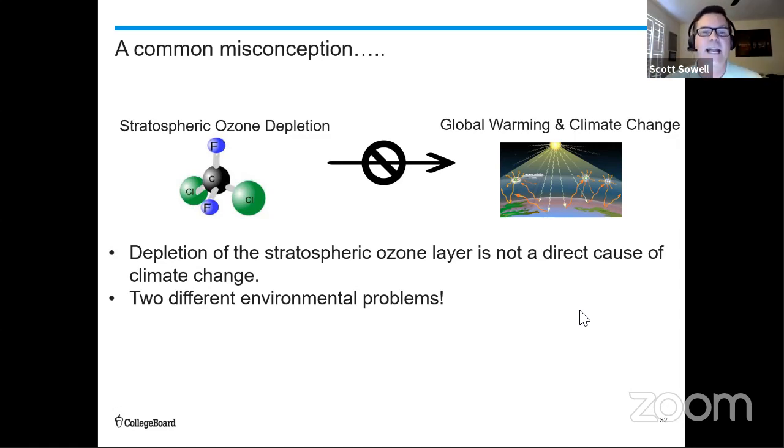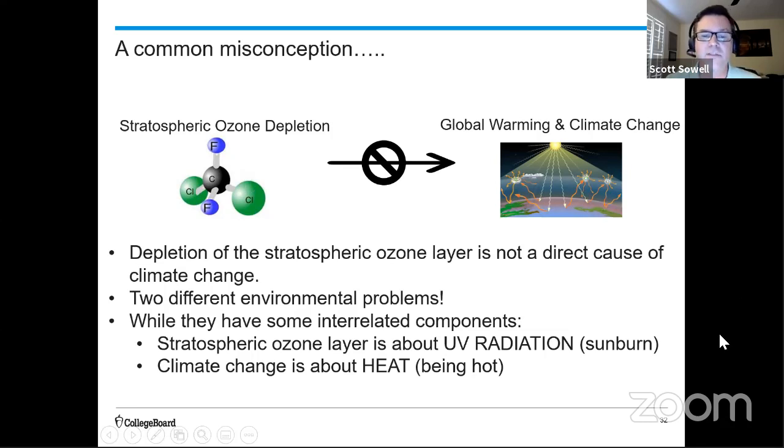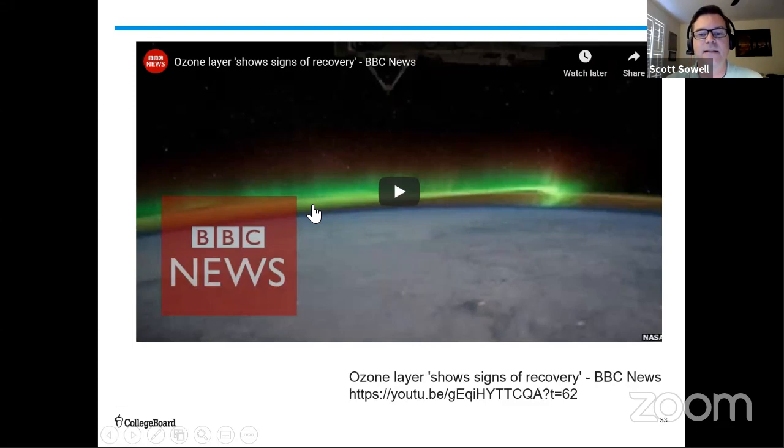They're two different problems. And in fact, if you think about stratospheric ozone depletion, it's a problem that we've solved. We found the culprit, we banned the culprit, and we're monitoring the regrowth of the ozone layer. So this is a problem solved. This is a problem we're clearly in. But while they do have some interrelated components and characters, stratospheric ozone layer is about UV radiation, think sunburn, whereas climate change is about heat, being hot. So they're related, but they're two different issues, and you need to keep those very separate when you're talking about them on an FRQ.